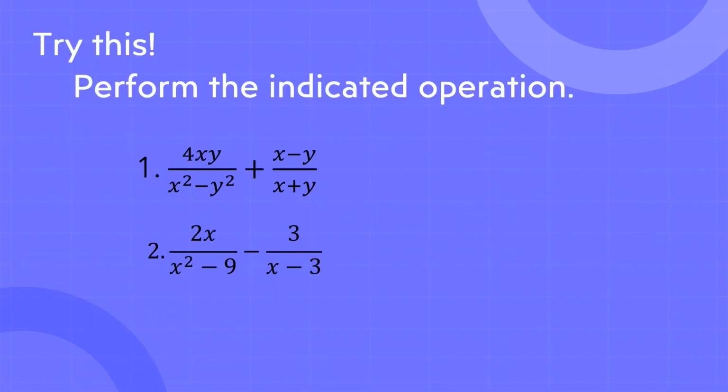And that's it. Now that you know how to add and subtract dissimilar rational algebraic expressions, you have to do this activity on your paper or notebook. Okay, so perform the indicated operation. Number 1, 4xy over x squared minus y squared plus x minus y over x plus y. And number 2, 2x over x squared minus 9 minus 3 over x minus 3.